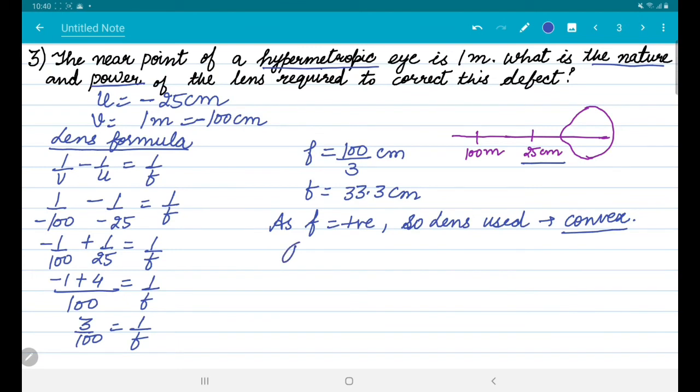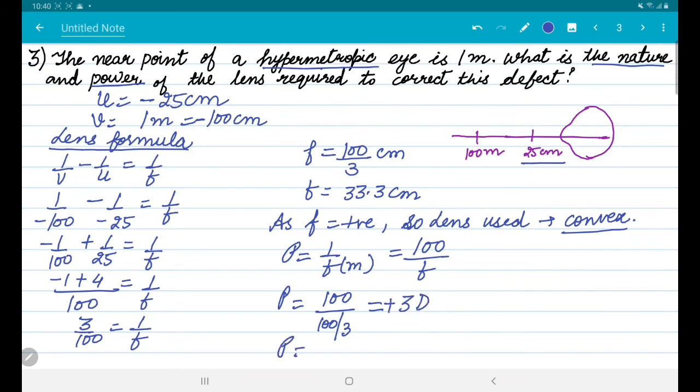Now we'll use the formula for power. Power is equal to 1 by f when focal length is in meters, but our focal length is in centimeter. 100 divided by focal length is 100 by 3, or you can use 33.3. I am using 100 by 3 so that easily I can get the answer. It will be 3 diopters with a positive sign. So your power comes out to be plus 3 diopters.